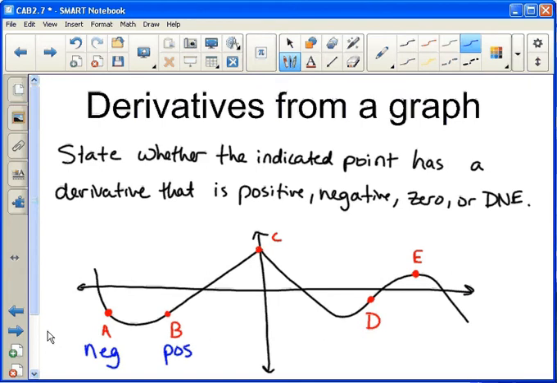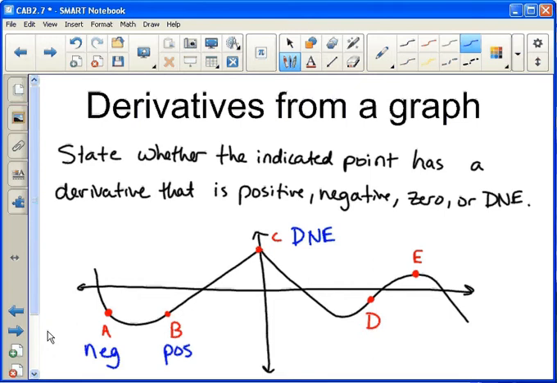Now C is at a funny point. C is at a corner. If you remember, a corner or a sharp turn is one of the three things that causes a derivative not to exist. So because of the corner, the derivative at C does not exist.